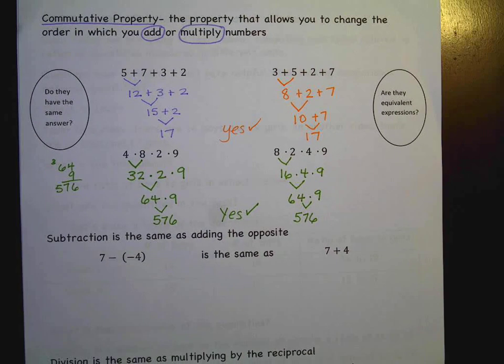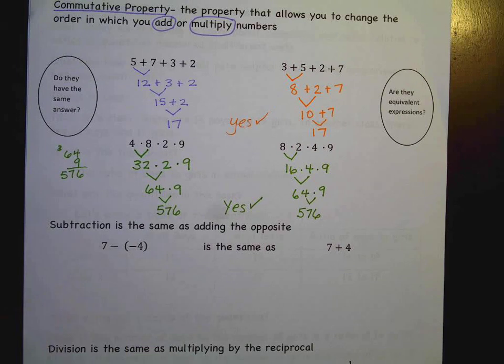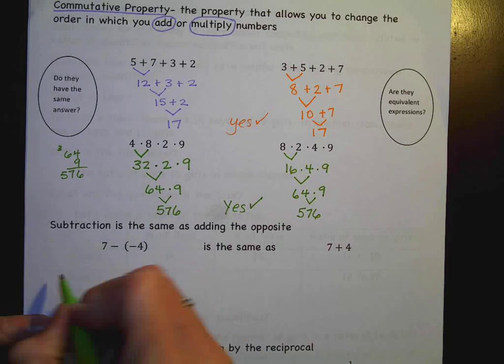Subtraction is the same as adding the opposite. So we talked about this a little bit earlier, but what you need to figure out is the proof behind it. Okay, so in this one, I am going to use the chip model so that you can see how it works. So I have 7 positives.